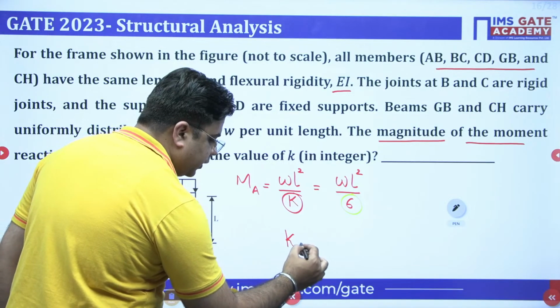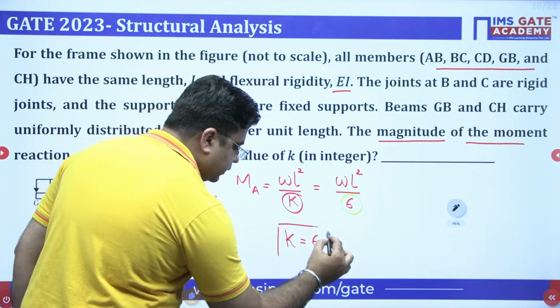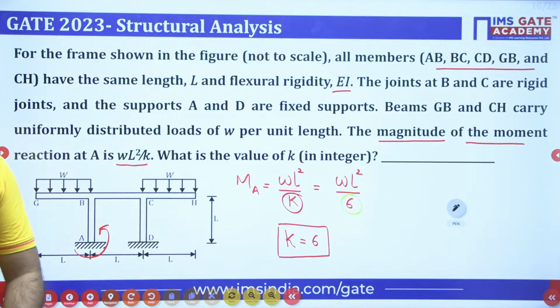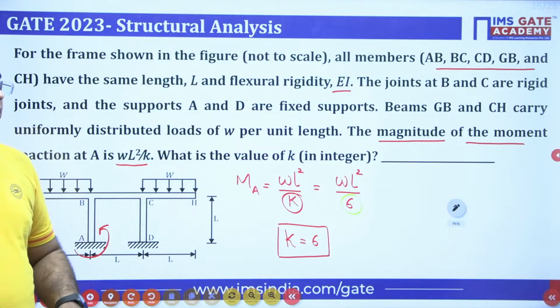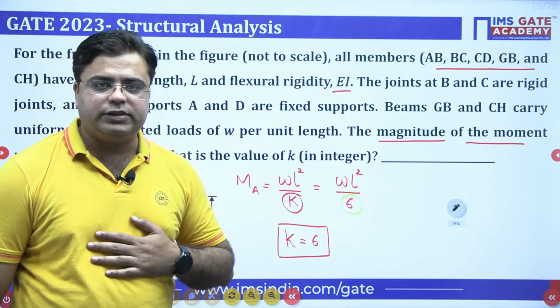The value of K is 6. So this is my final answer, right? The value of K comes out to be 6. So this is one of the simple questions framed from the basics of the moment distribution method.